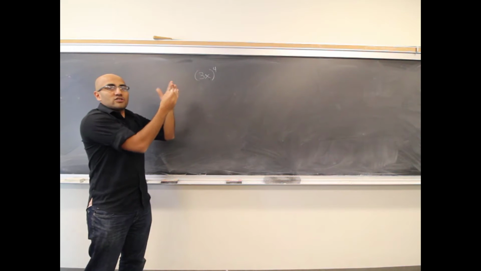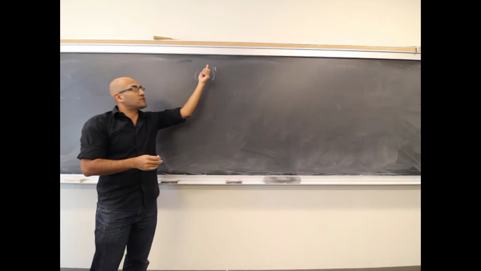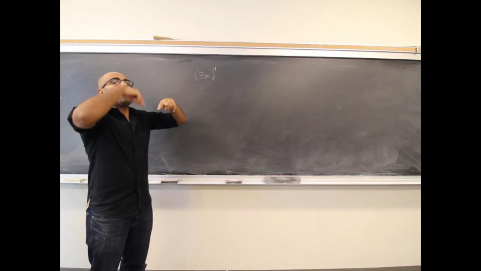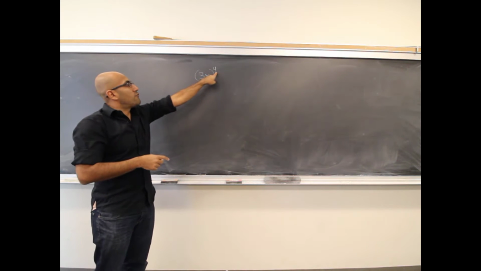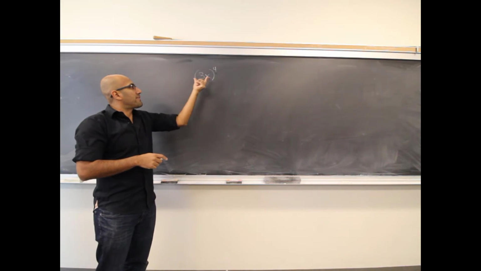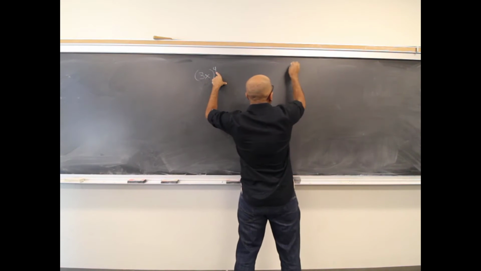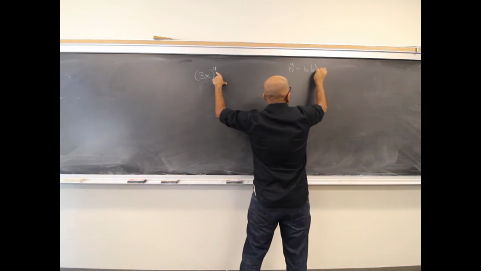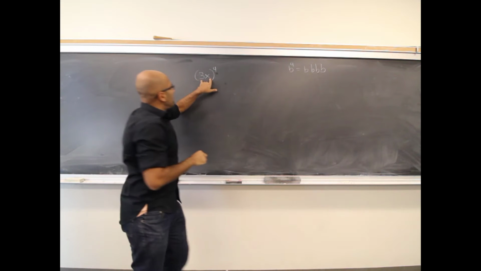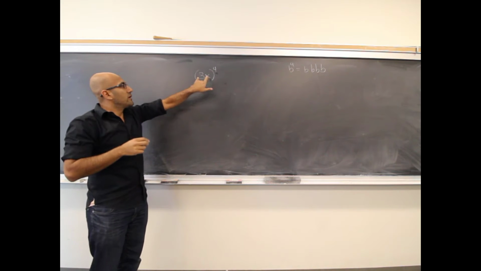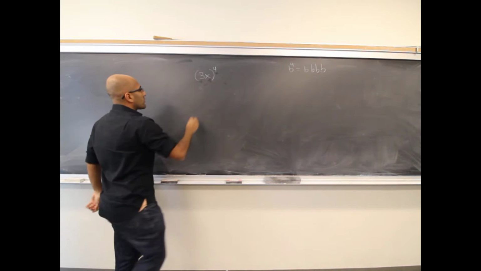So it's a multiplication inside parentheses being raised to a power of 4. Well, by definition of what that means, it means that we multiply this thing by itself 4 times, right? If it was just like b to the 4th, it would be b. But this time we have 3x raised to the 4th. So we've got to multiply this thing by itself 4 times.